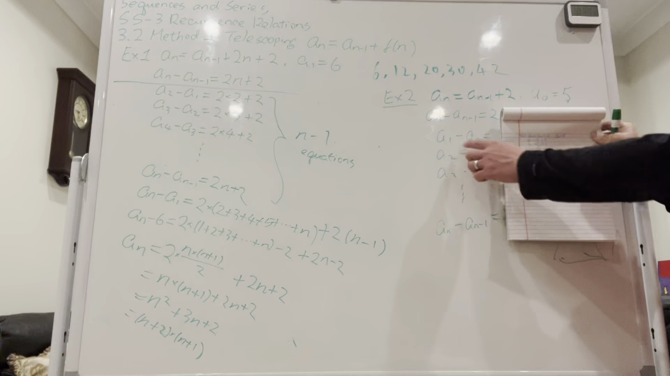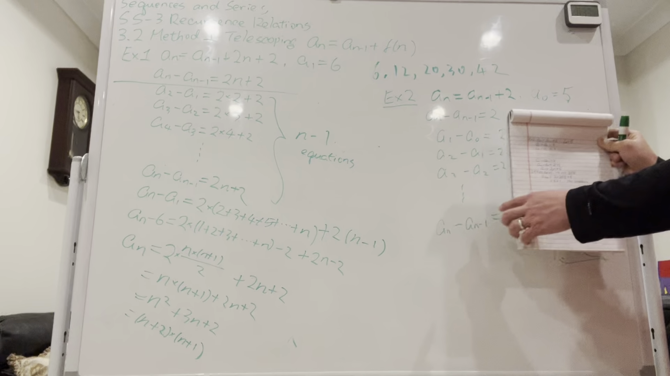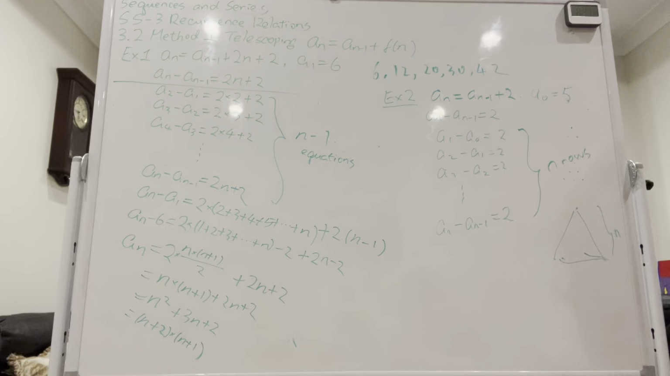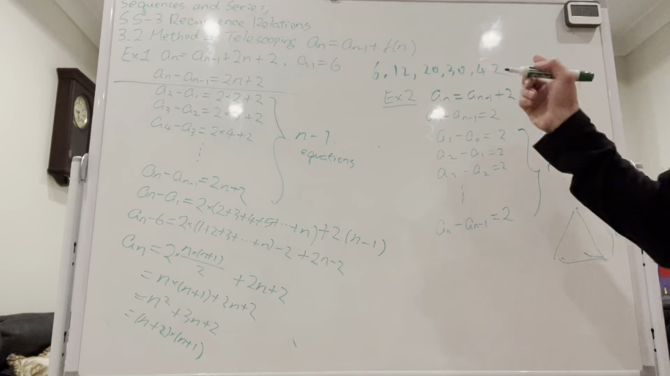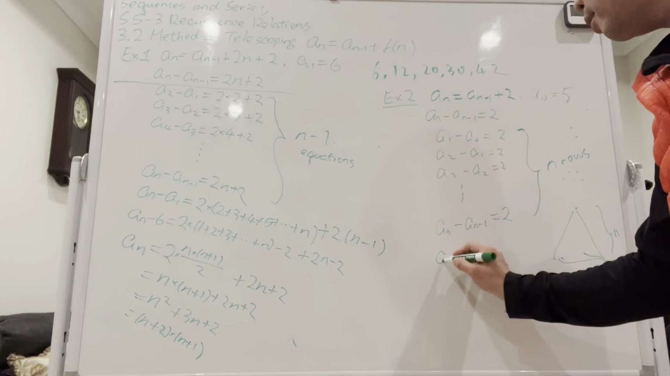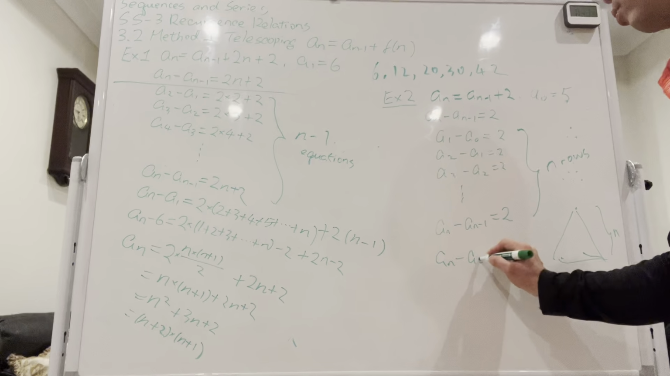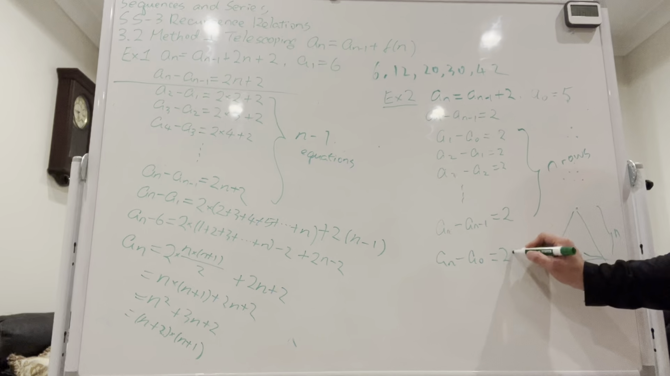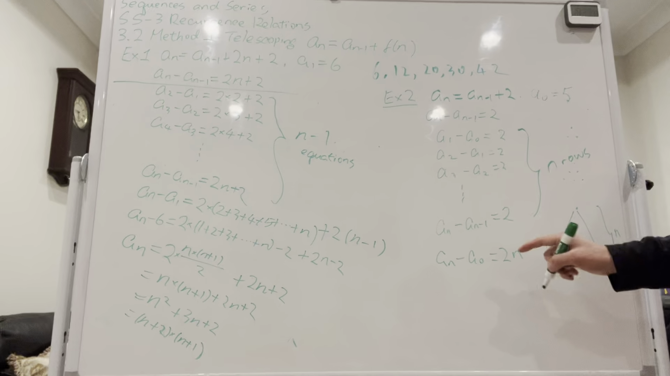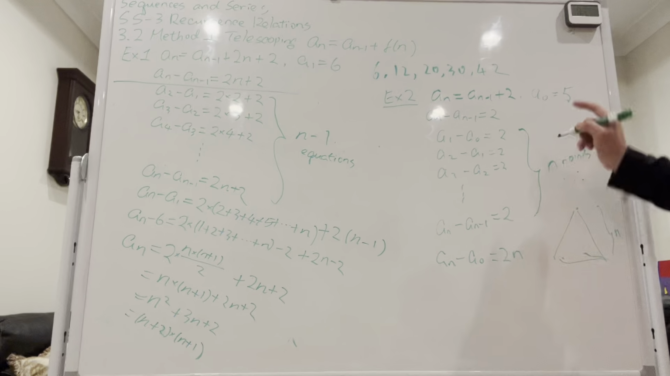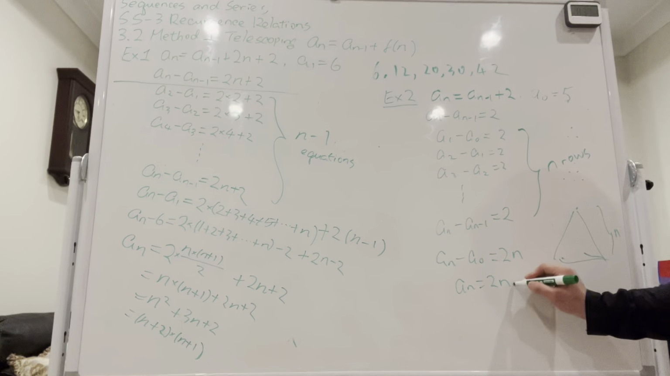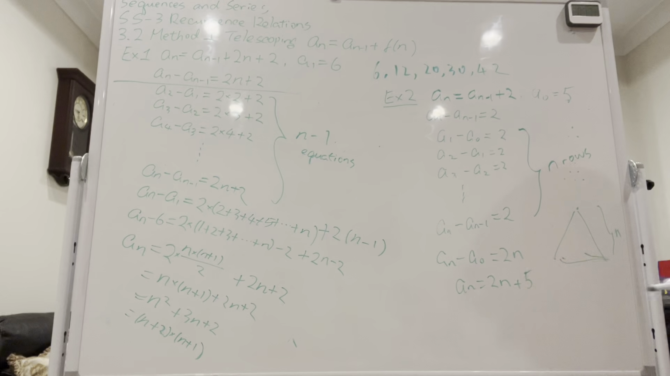Daisy, do you see? You cancel out A1, A2, A3. So all that's left is this one and also this one. Okay? You missed the minus. It's minus A0. So it's An minus A0. And on the right hand side, it's 2n because you added 2 n times. Now A0 is 5. So that means an is equal to 2n plus 5.